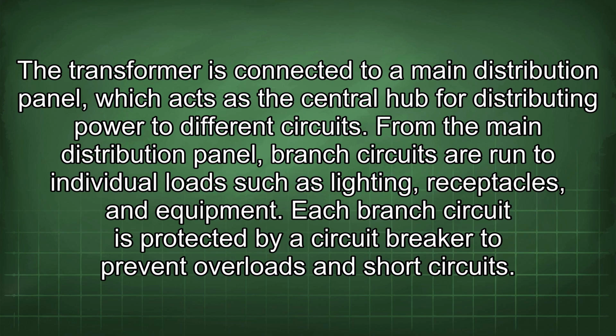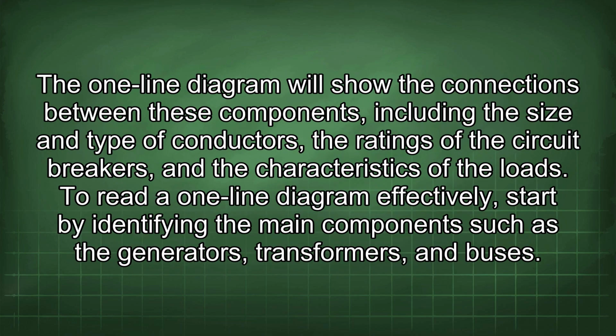Each branch circuit is protected by a circuit breaker to prevent overloads and short circuits. The one-line diagram will show the connections between these components, including the size and type of conductors, the ratings of the circuit breakers, and the characteristics of the loads.